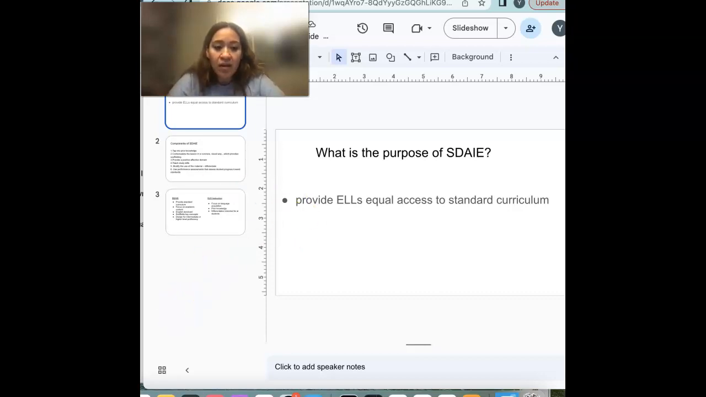Based on Nicolaisen, the purpose of SDAIE is for English learners, students to receive an equal access to standard curriculum. This is because the main purpose of SDAIE strategies is to provide academic content that is understandable for students. SDAIE also helps students acquire progress towards their oral fluency.